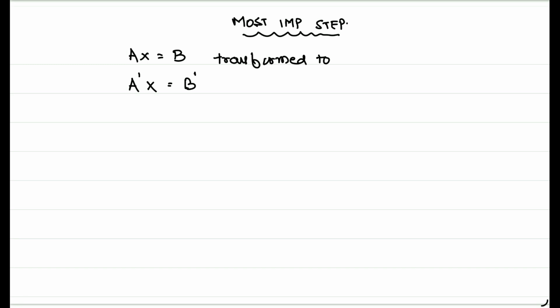Then you write A and B in augmented matrix form, and you write A dash, B dash in the augmented matrix form. This is transformed to this. Augmented matrix, you can refer to my previous lectures.